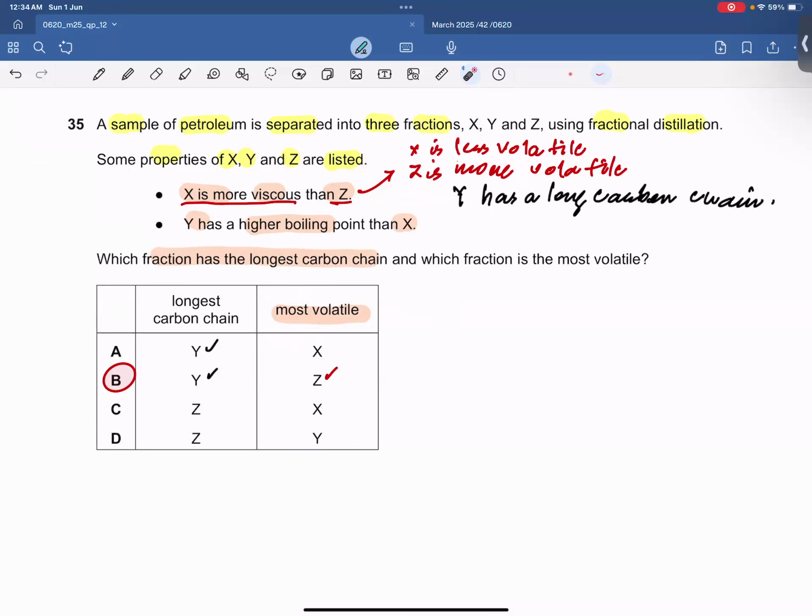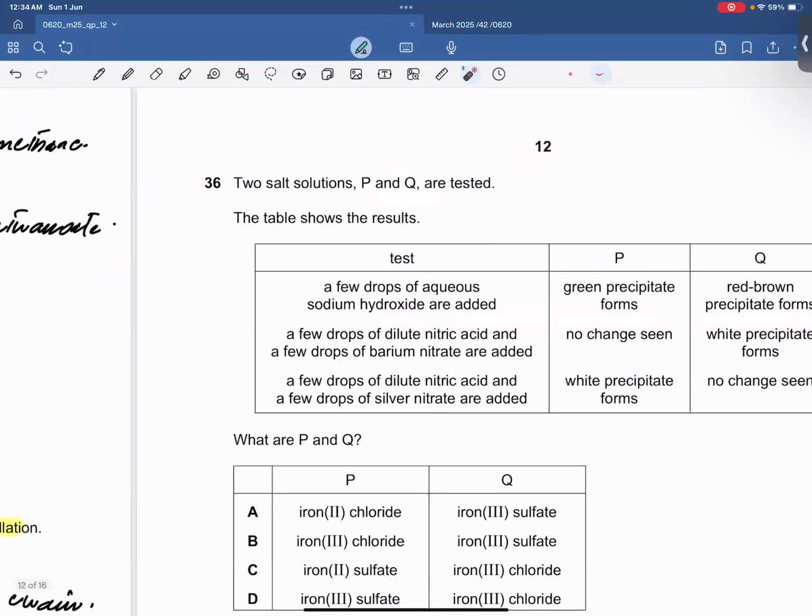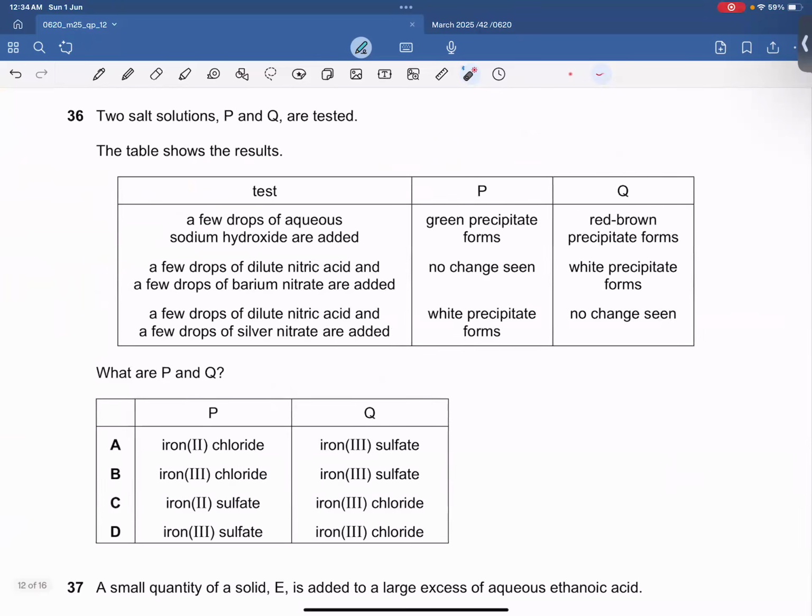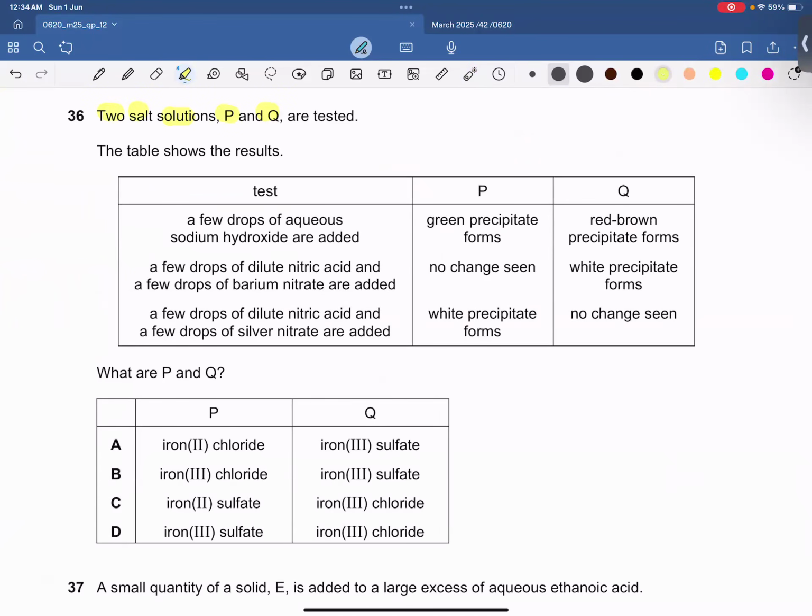Oh my goodness. 36. Two salts, solution P and Q, are tested. The table shows the result. What are P and Q? Okay. First of all, a few drops of aqueous NaOH is added. Green precipitates are formed. These green precipitates represent Fe2+ ions.